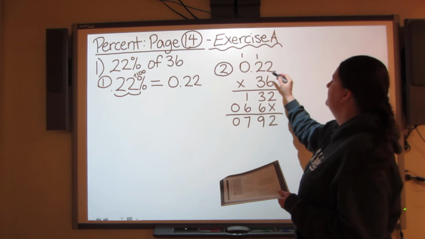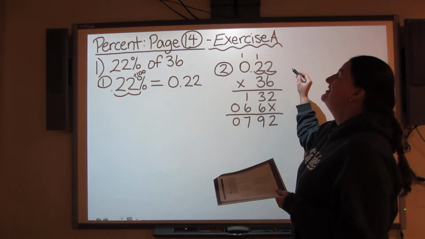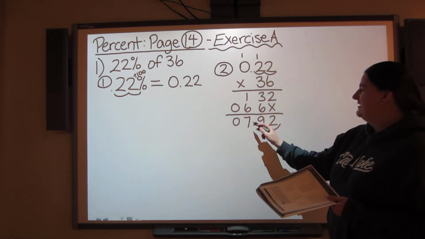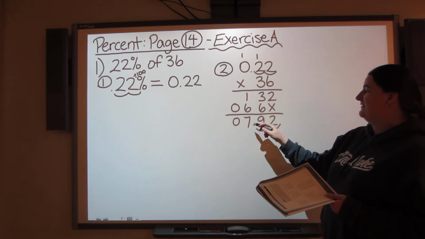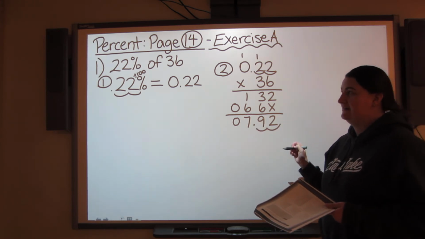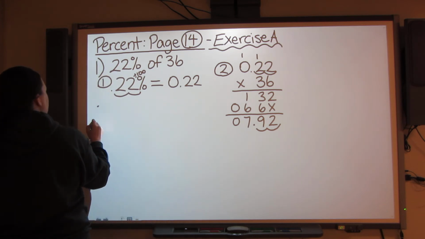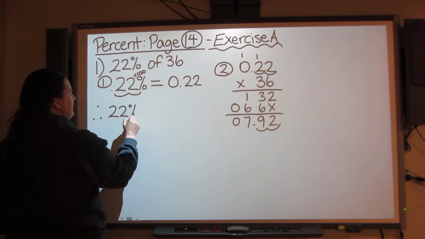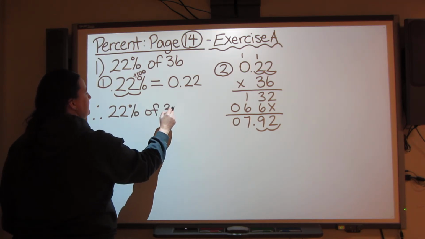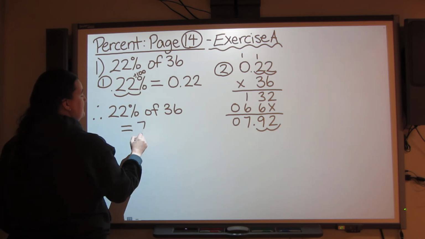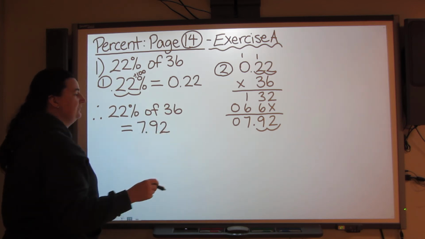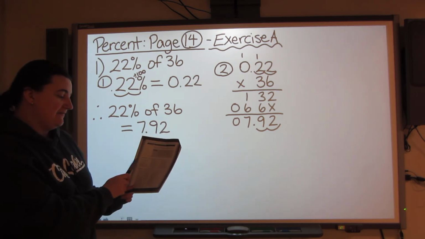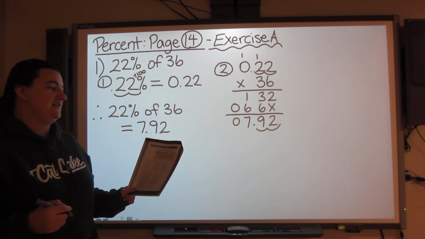Don't forget to add your decimal in. So I've got 2 decimal spots, so I'm going to have 2 decimal spots: 7.92 or 7 92 hundredths. So I go back over and I write my little answer. Therefore, 22% of 36 is 7 92 hundredths. This is exactly how you're going to do every single question from 1 to 21.